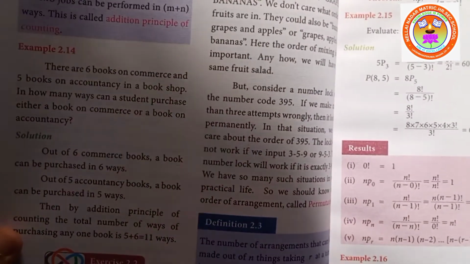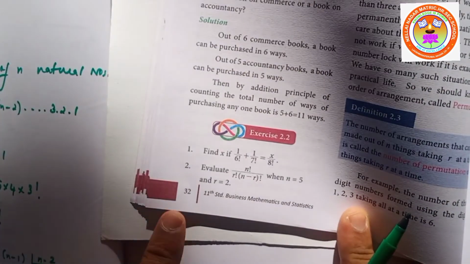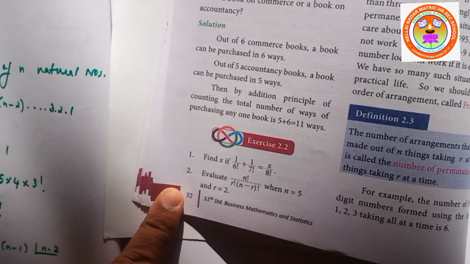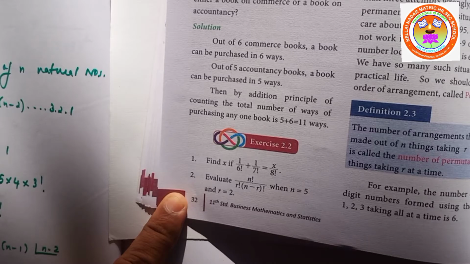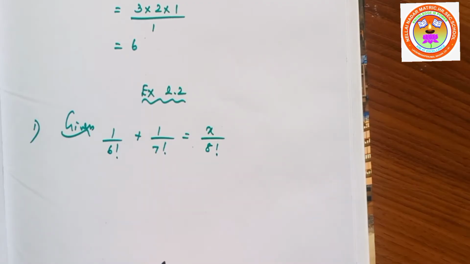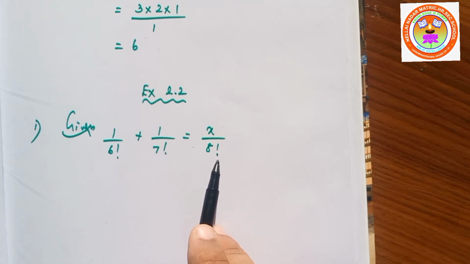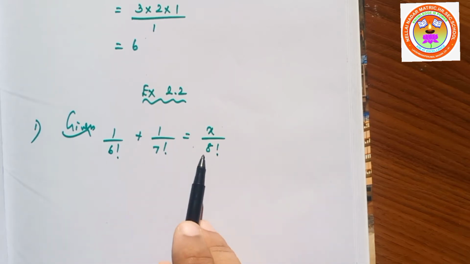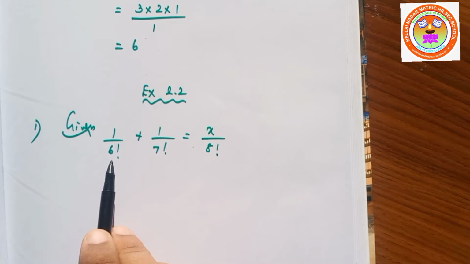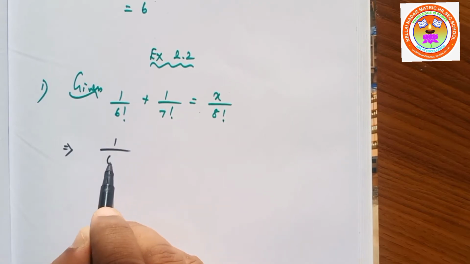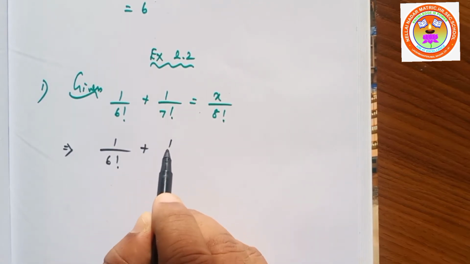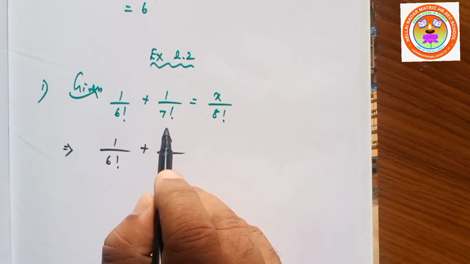So from this equation, you are asked to find out the value of x. How to find it? Children, we have 6 factorial, 7 factorial and 8 factorial in the denominators. Out of these 3, which one is the least one? 6 factorial. So write that 6 factorial as it is. No change at all. So 1 divided by 6 factorial plus 1 divided by, this can be changed.